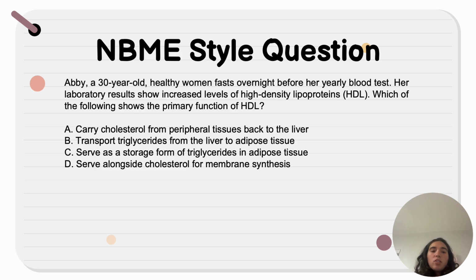For the question, it goes: Abby, a 30-year-old healthy woman, fasts overnight before her yearly blood test. Her laboratory results show increased levels of high-density lipoproteins, HDL. Which of the following shows the primary function of HDL? A. Carry cholesterol from peripheral tissue back to the liver. B. Transport triglycerides from the liver to adipose tissue. C. Serve as storage form of triglycerides in adipose tissue. Or D. Serve alongside cholesterol for membrane synthesis. I'll give you 5 seconds.